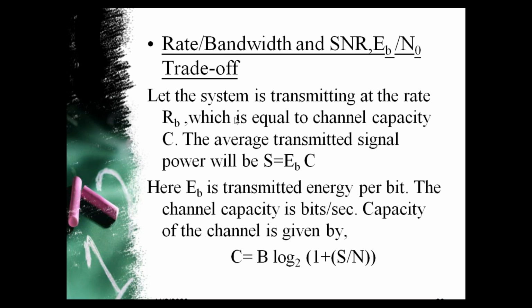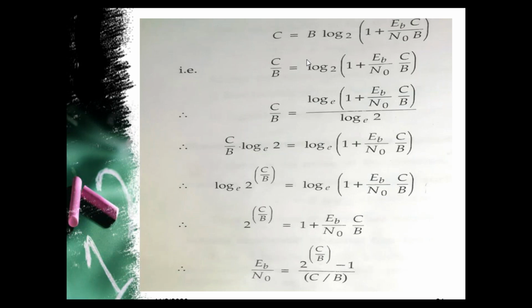Okay, then here we have the signal power equal to Eb into C, and the noise power N equal to N0 into B.